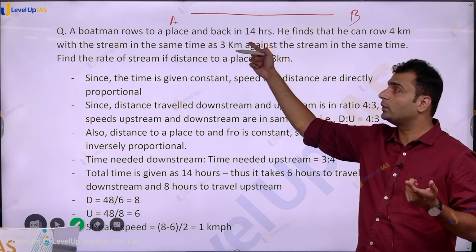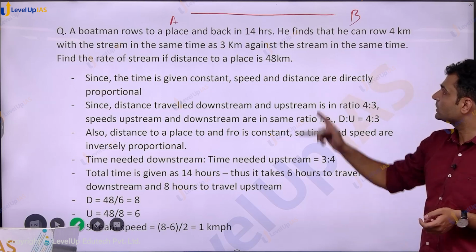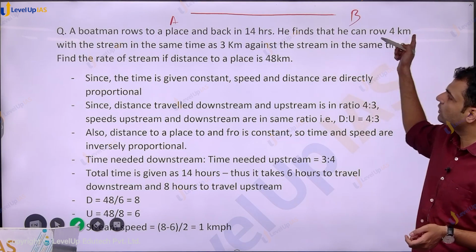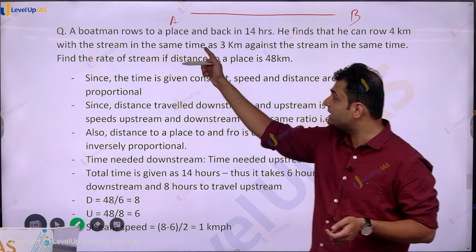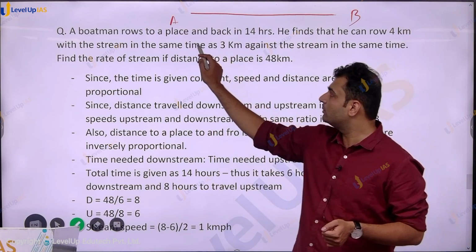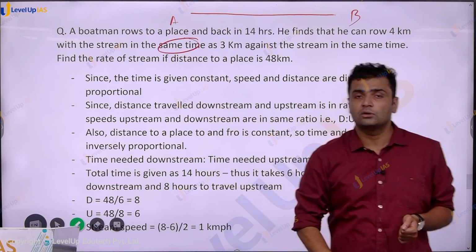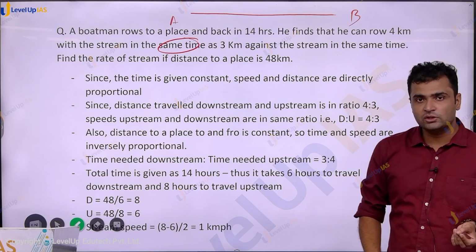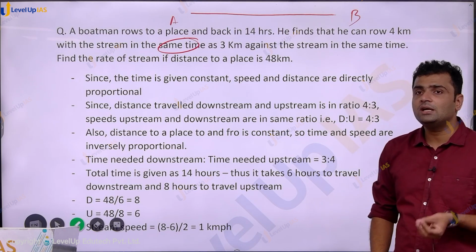Total time taken is 14 hours. Then the question says he finds that he can row 4 kilometers with the stream in the same time as 3 kilometers against the stream. So this information is given about same time. If the time is constant, then distance and speed are directly proportional.